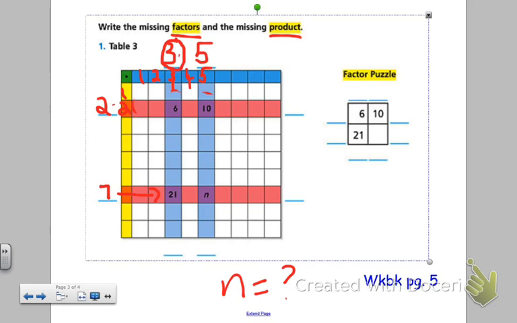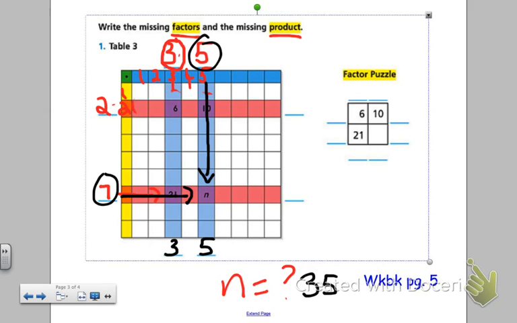Well, this is 7 right here. Let me use a different color. Let's go with black. So 7 times 5, n must be 35. Here's my 7, here's my 5, and I multiplied them. N is 35. I can also finish filling in the factors on the other sides as well. Typically in the multiplication table you just see factors on the top and the left, but you could also put them on the right side and you could also put them on the bottom.